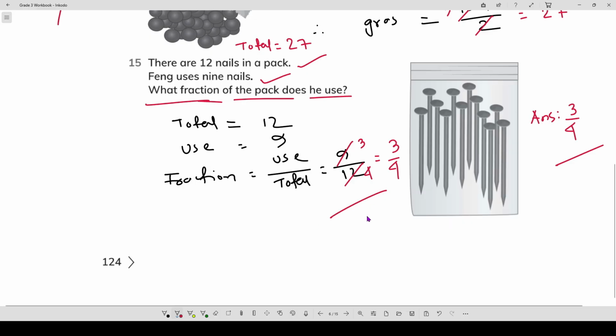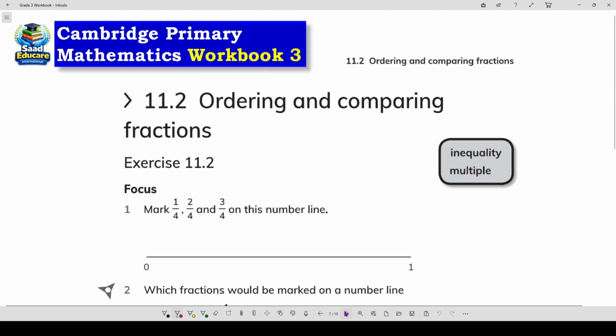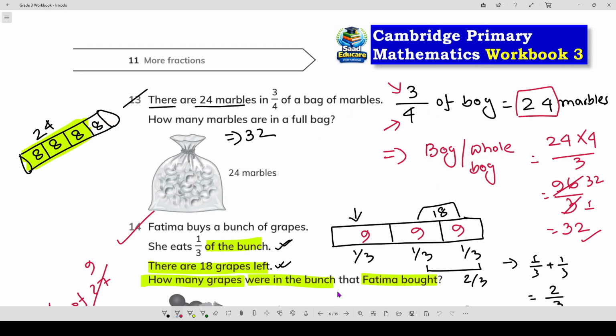So after this, we have completed exercise 11.1. In the next video, we will start 11.2, which is ordering and comparing fractions. The next video will come very soon.